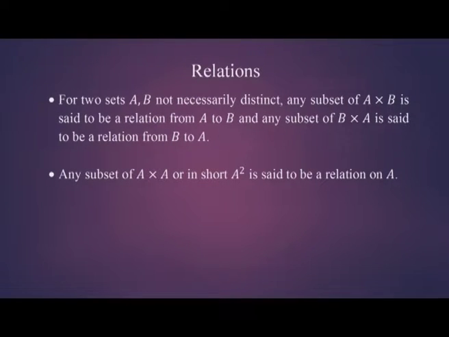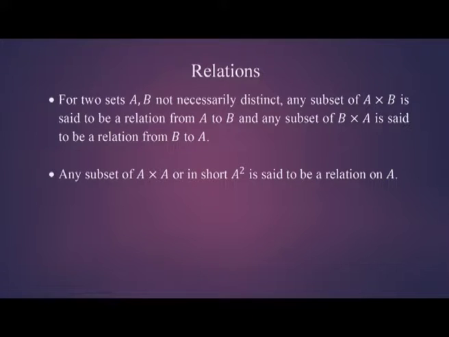Now, we come to the formal definition of relations. If we start with two sets A and B, which need not be distinct, any subset of the Cartesian product of A and B is said to be a relation from A to B. And similarly, if we consider subsets of B cross A, then we will get relations from B to A, and if both the components of the Cartesian product are the same, that is, if we have A cross A, we write in short A square, then also any subset of A cross A will give us relations technically from A to A, which we usually call relations on A.